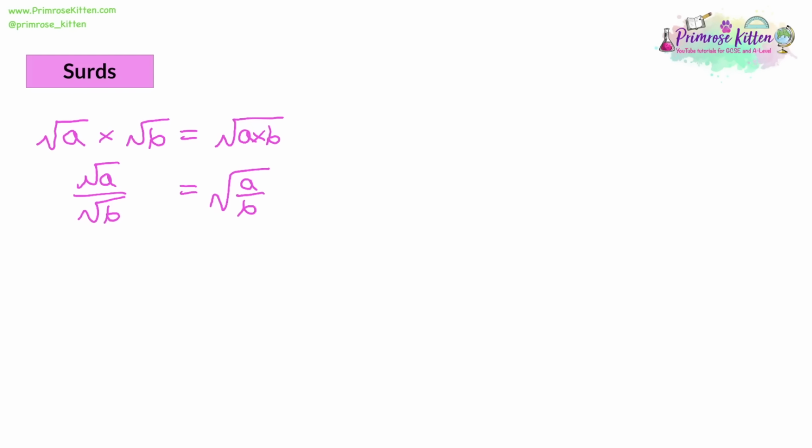So let's look at some examples. So let's say we had the square root of 9 multiplied by the square root of 7, then we could say that altogether that's equal to the square root of 63.